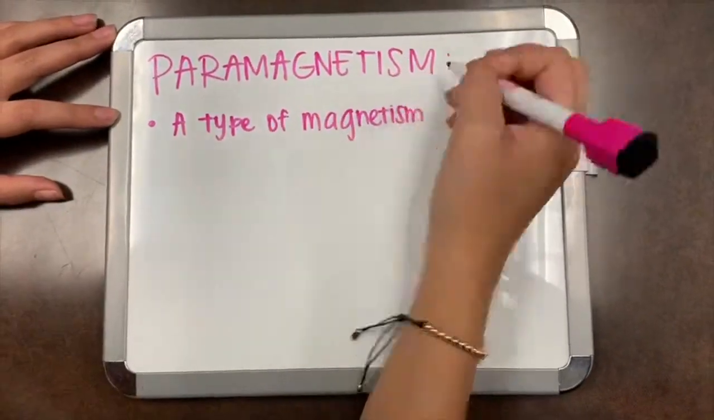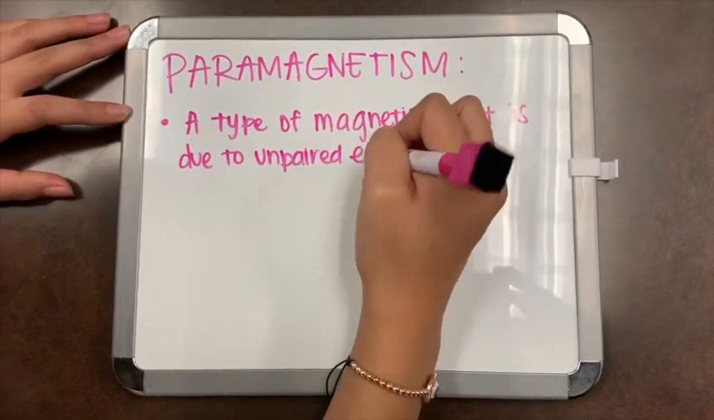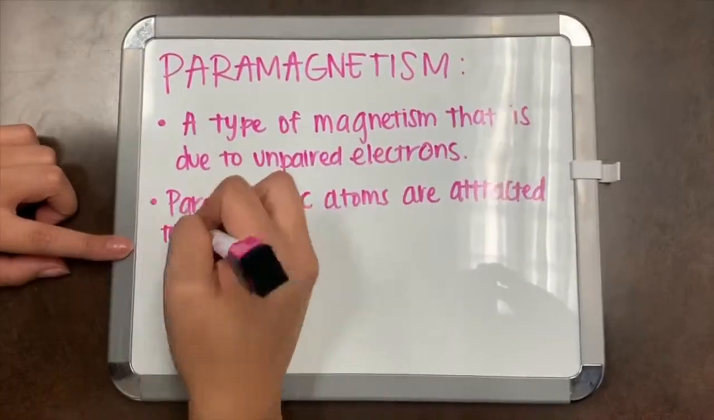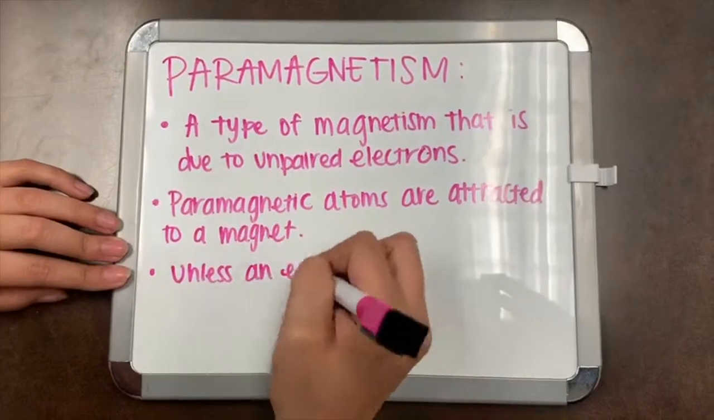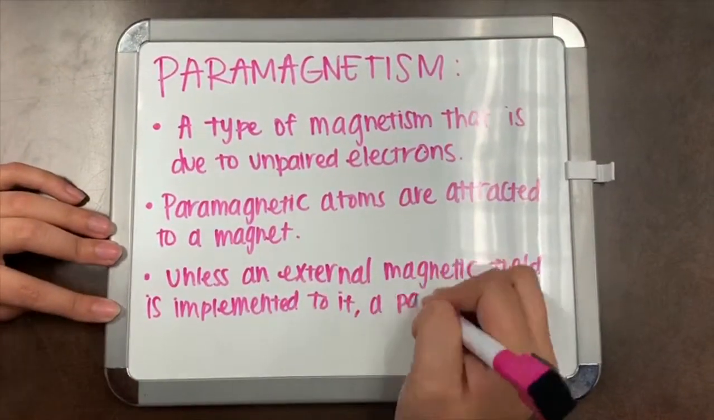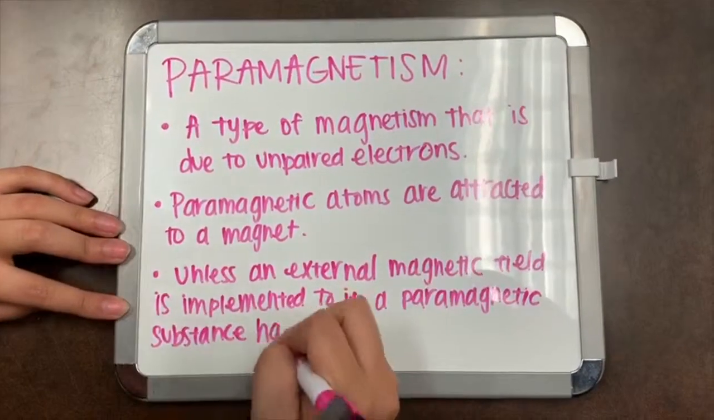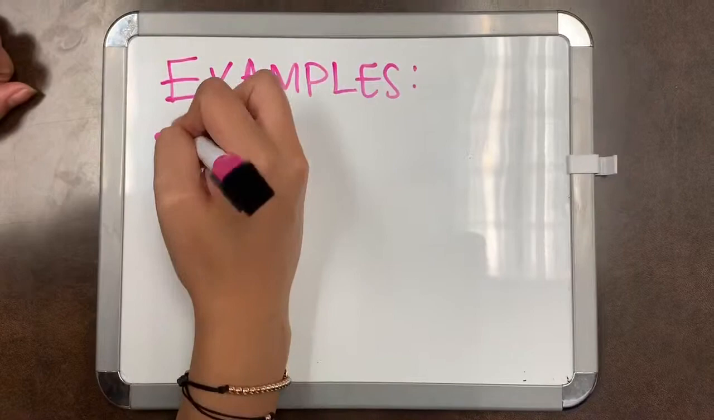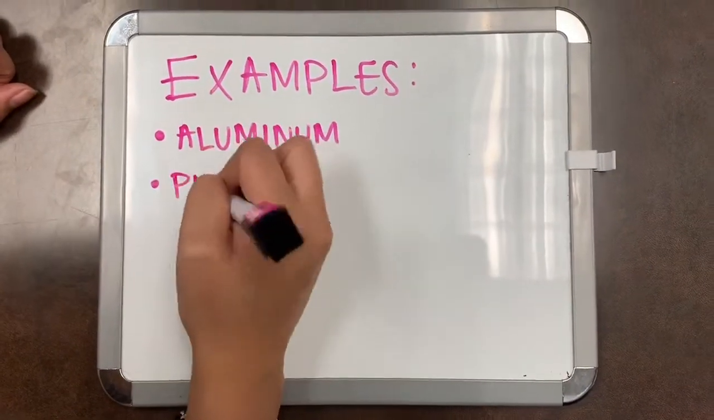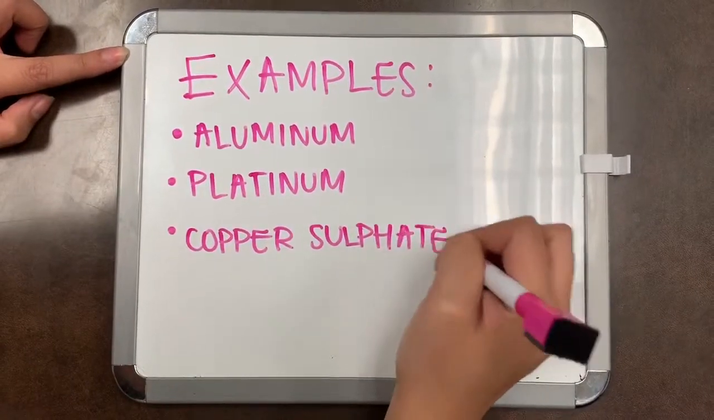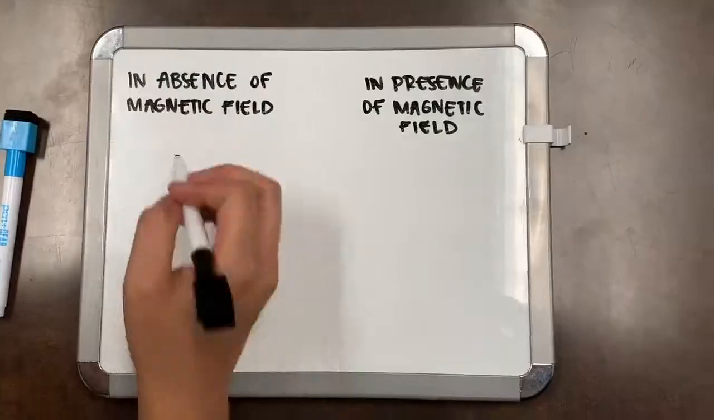Paramagnetism is a type of magnetism that is due to unpaired electrons. Due to this unpairing of electrons, a kind of permanent dipole moment arises. Paramagnetic atoms are attracted to a magnet. Unless an external magnetic field is applied to it, a paramagnetic substance has no magnetic field. Examples of paramagnetic substances are aluminum, platinum, copper sulfate, and oxygen. This is because these substances are weakly attracted in the presence of a magnetic field.